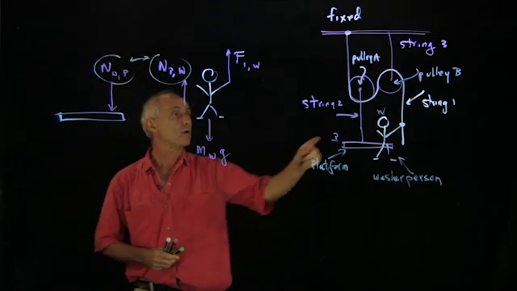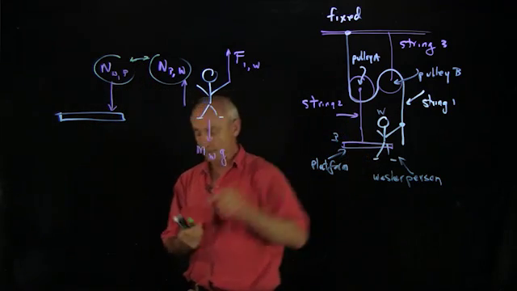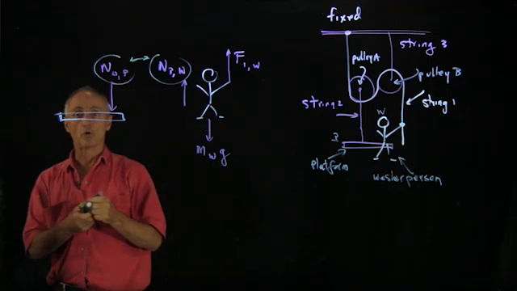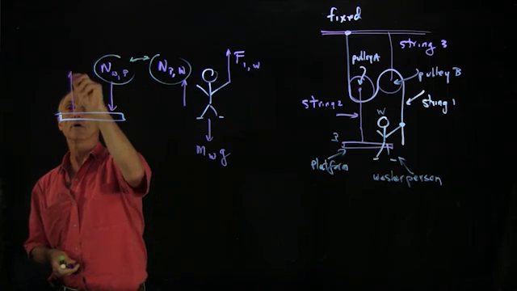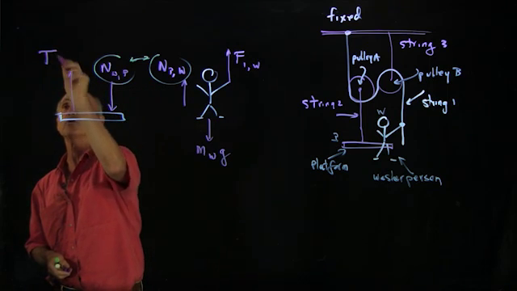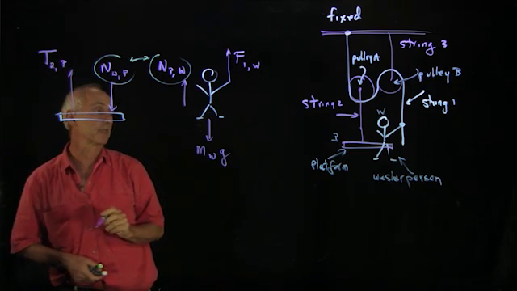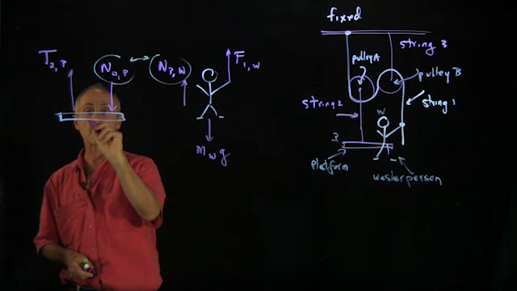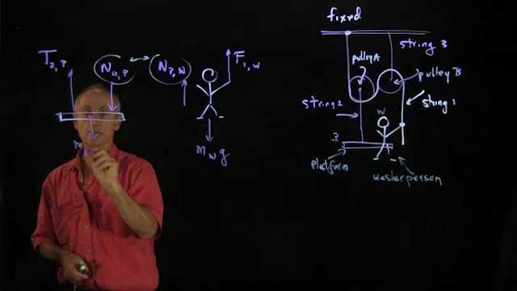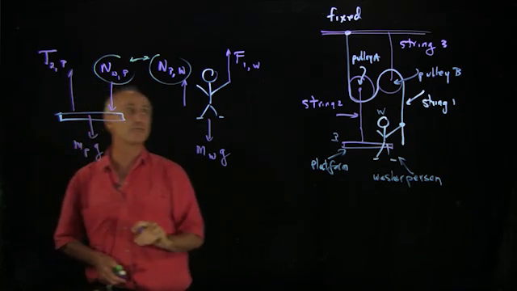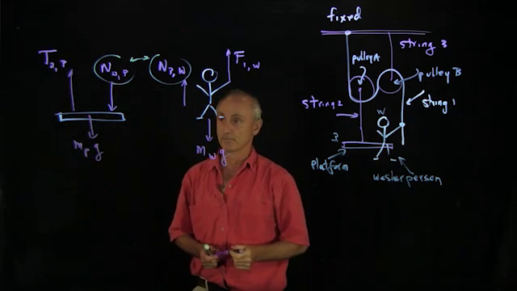Now, string 2 is pulling the platform up. So let's draw that force. We'll call that a tension force in the string. It's on the platform due to string 2. And finally, we have the gravitational force on the platform. And that's our free body diagram on the platform.